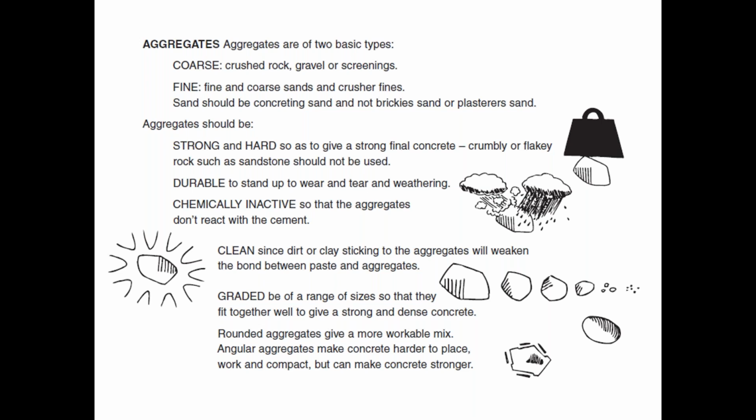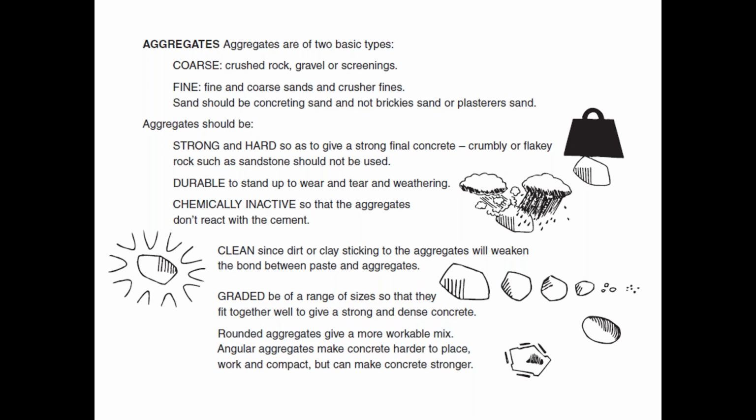Now, aggregates need to be strong and hard to help give the concrete its properties at the end. If you use weak or flaky or crumbly rock or sandstone, etc., it's just going to weaken the concrete. So it needs to be tough and durable to stand up to wear and tear and weathering, and chemically inactive. You don't want it reacting with the concrete. And it's key to understand that fresh concrete and the cement are highly alkali, and it's part of the reaction as well.